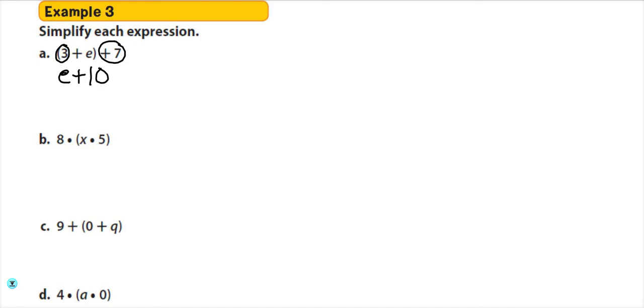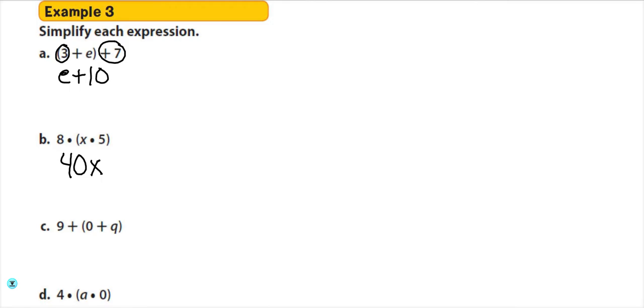We have 8 times and then the quantity of x times 5. Well, this one's a little bit different. This one we can actually put everything all together. So we're going to do 8 times 5, which is 40. And then times x just means x. We don't put the times symbol in the middle. A number next to a letter means multiplication without us having to say that.